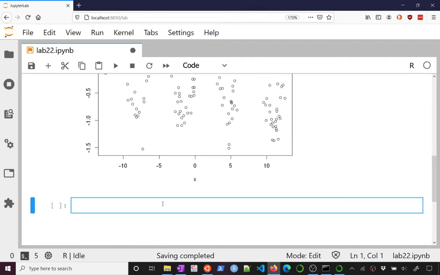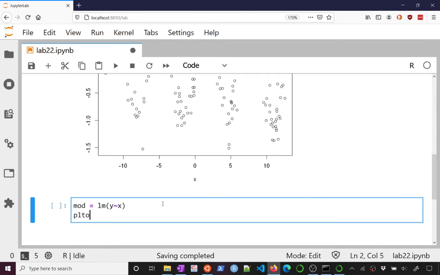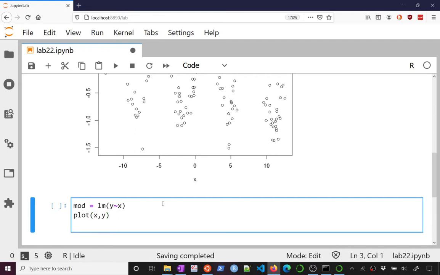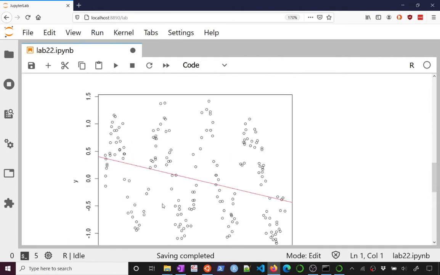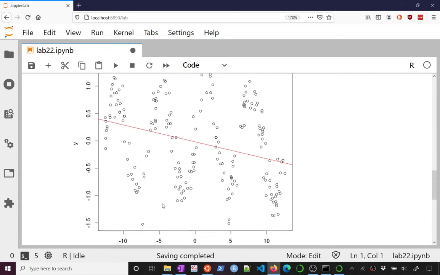Now, I could fit a regression model. So I could say y by x. If I plotted x and y, I could add in my regression line, abline, with the coefficients of my regression, and let's say the color is red. So that's what it would fit, right? It doesn't fit very well.